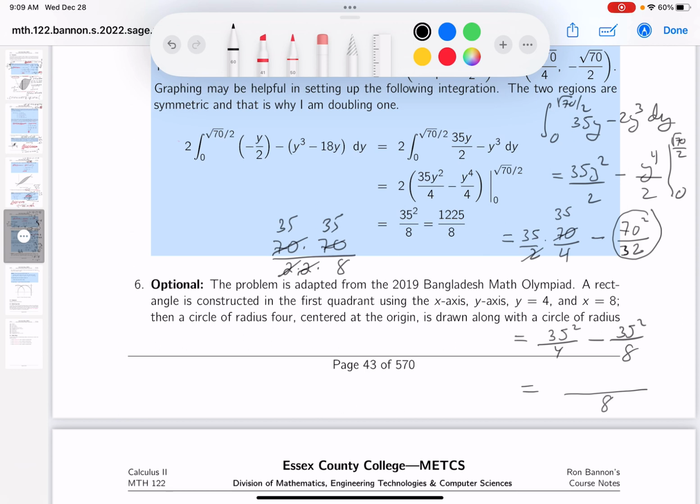You would get 4. Let's see if I did that. 2, I'm sorry, 2 minus 1, which is 1, so 35 squared. All right, put a box in that. I do see that answer.